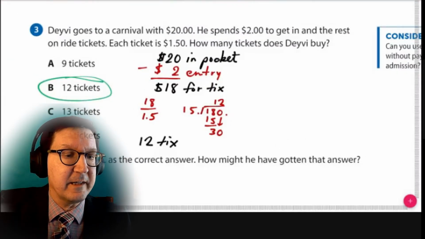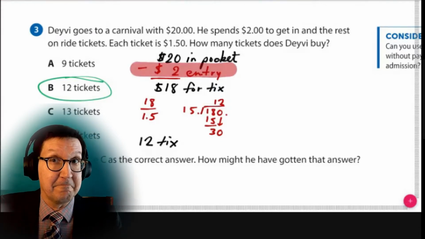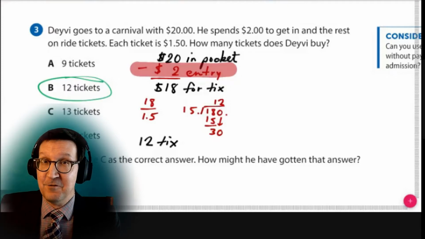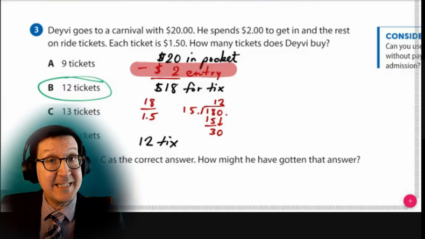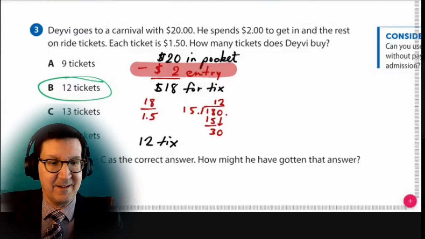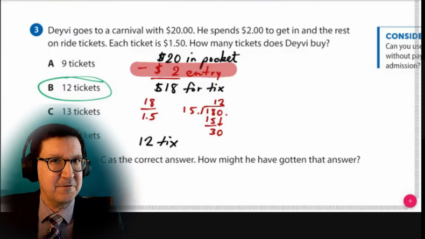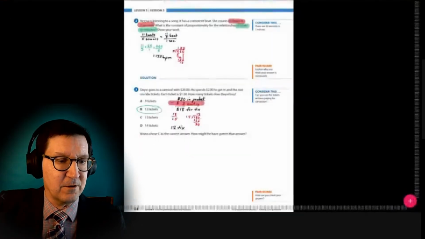The secret is right there, the $2 entry fee. If you didn't take out that $2 you paid at the gate, and you tried to buy tickets with 20 bucks for $1.50 each, then yeah, you'd buy 13 tickets, except you wouldn't because you'd never get through the gate because you didn't pay your 2. So that's where looking at the question, looking at those details really does earn dividends. Right? So good job on that, guys.